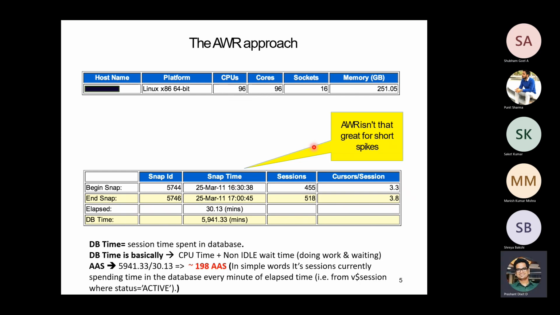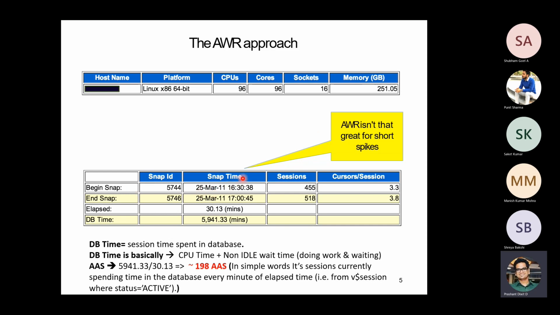But as I told you earlier, AWR is not at all a good choice for shorter spikes. If your problem is there for 15, 20 seconds, or only a few seconds or a fraction of a second, then of course, guys, it's not possible to get a clear picture of the system for those particular seconds of problem using the AWR report. That is the problem, right?